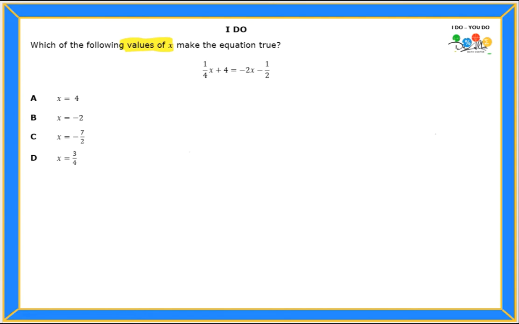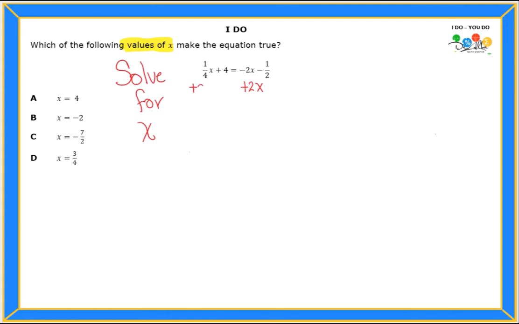So I look at my problem and I do see a 1/4 x on one side, but then I see a negative 2x on the right. So I am gonna get rid of the negative 2x. And the opposite of a negative 2x is a plus 2x, okay? So I'm gonna write down over here what we're doing. So I'm solving for x, right? So I'm gonna say plus 2x.